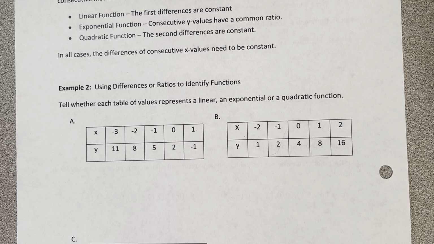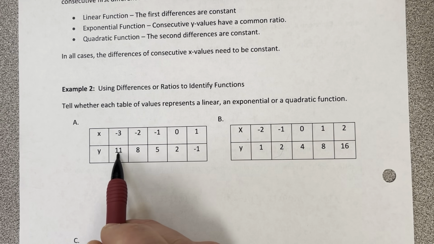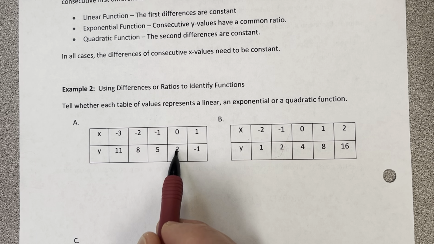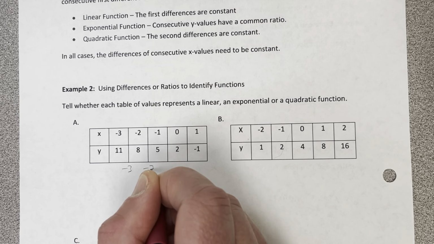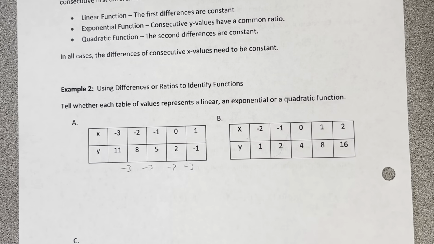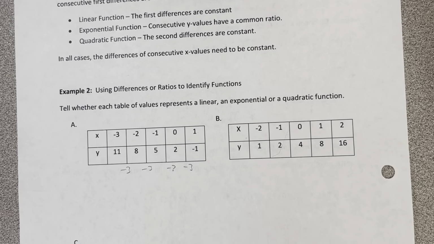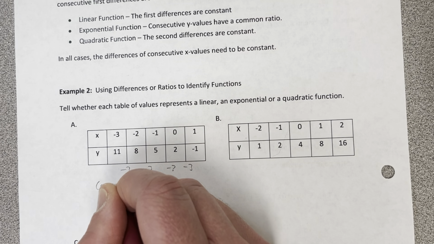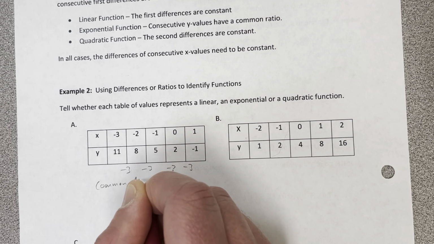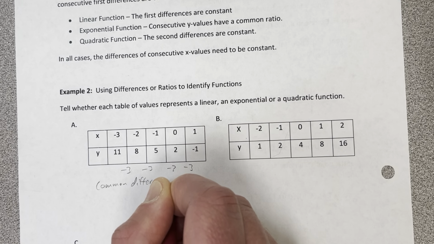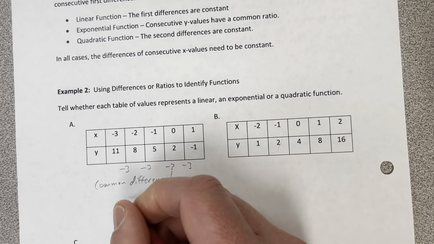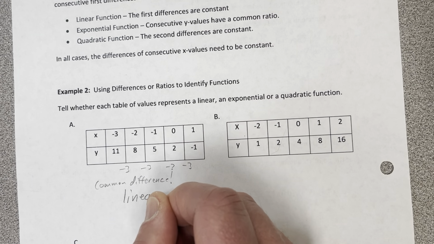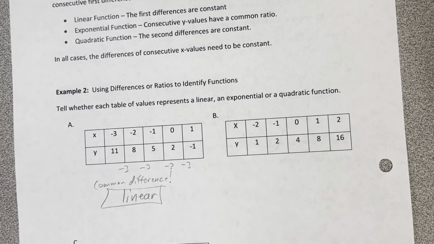And yeah, you can see, I think pretty quickly, that the common difference, 8 minus 11, 5 minus 8, 2 minus 5, negative 1 minus 2, is negative 3. They are adding a negative 3 each time. And because that's a common difference, that means this is what? That's right, it's going to be linear.